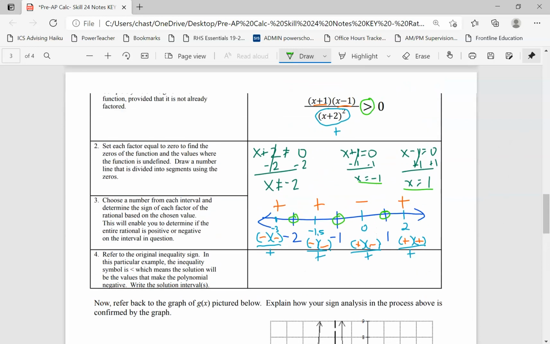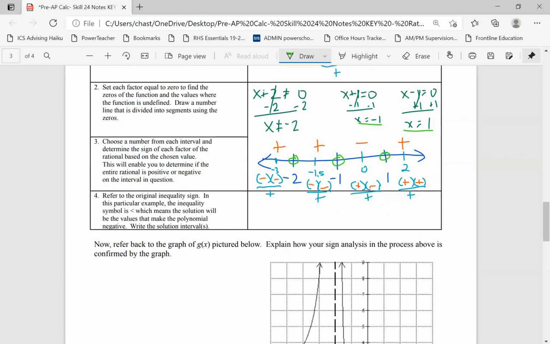So now I have to look at, this just says greater than, so we're looking for the positive regions, okay? So I go from -infinity to -2, and then I go from -2 to -1. I don't include the interval from -1 to 1, but from 1 to infinity, I can include that. Okay, so now I have my solution.